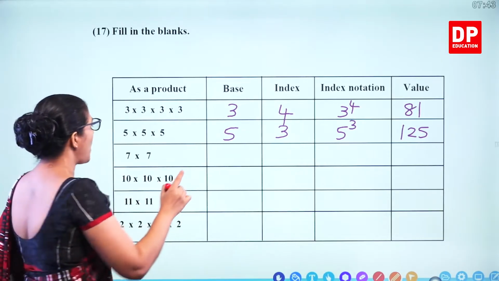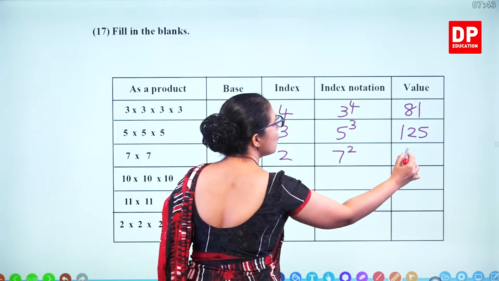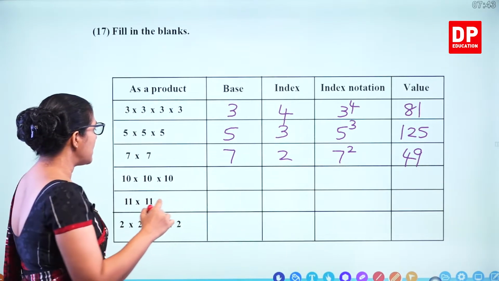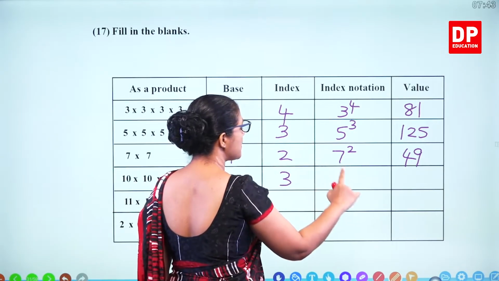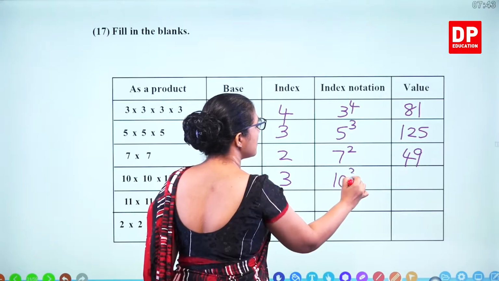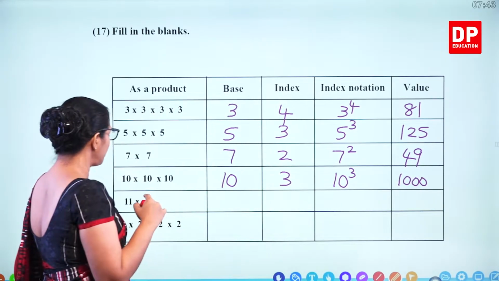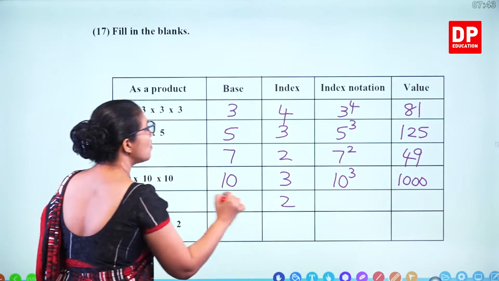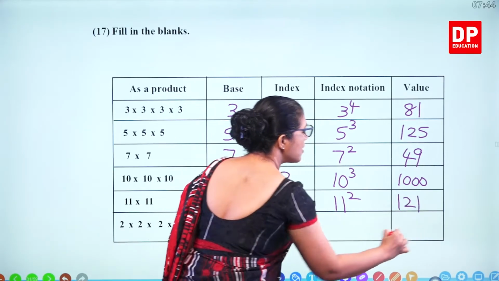7 twice. 7 is the base. Power is 2. 7 squared, 49. 10 three times. 10 is the base. 3 is the index. 10 times 10 times 10. 10 to the power 3 is 1000. 11 twice. 11 is the base. 2 is the index. 11 squared is 121.